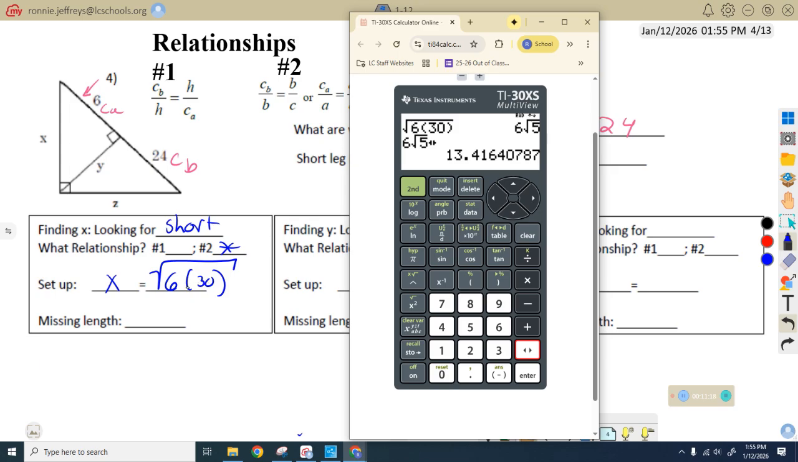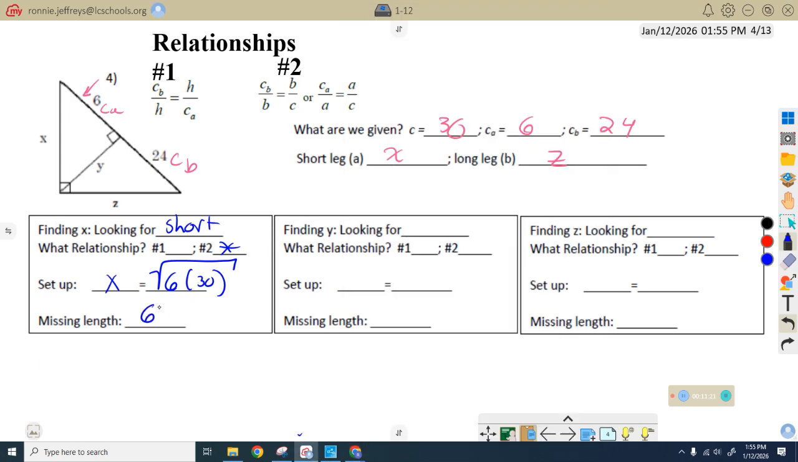6 root 5, 13.42. Y is looking for my altitude, H.